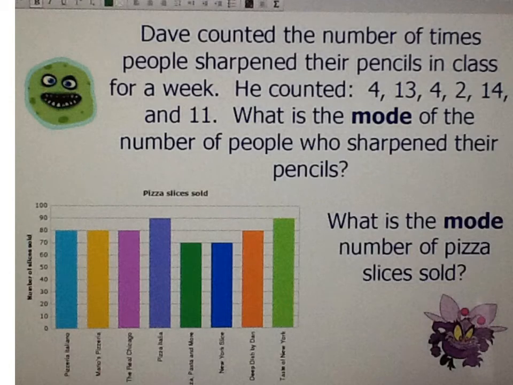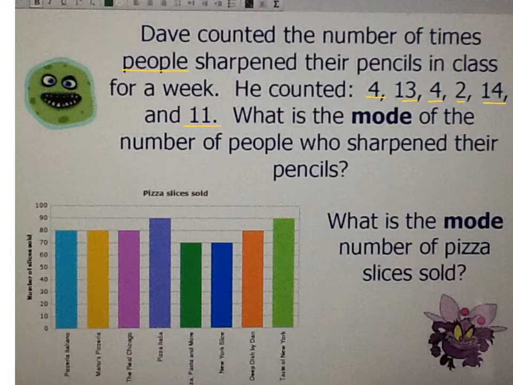So now let's find the mode in a word problem and in a bar graph. Dave counted the number of times people sharpened their pencils in class for a week. He counted 4, 13, 4, 2, 14, and 11. What is the mode of the number of people who sharpened their pencils?